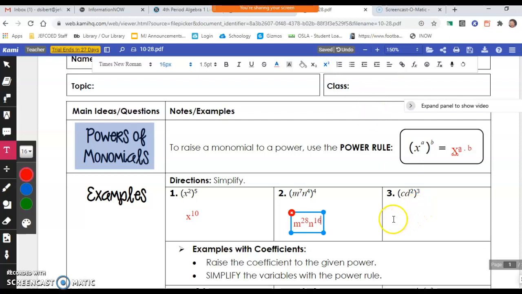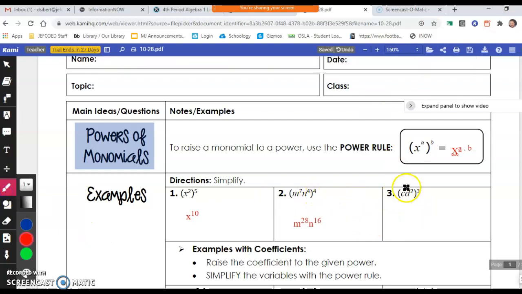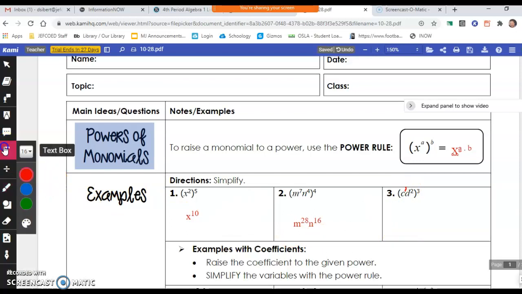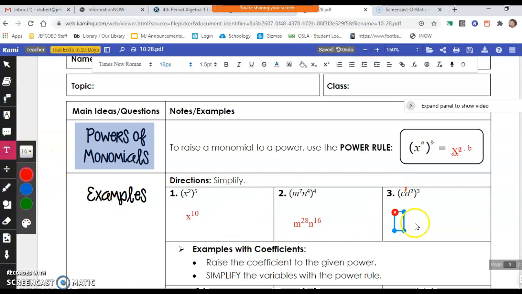All right. Quickly, let's look at number 3. Like we talked about on Monday, don't forget, guys, what is understood to be with this c? A 1. So this is going to be c raised to the power of 3. 1 times 3 is 3. And then we have d, which is going to be raised to the power of 6.